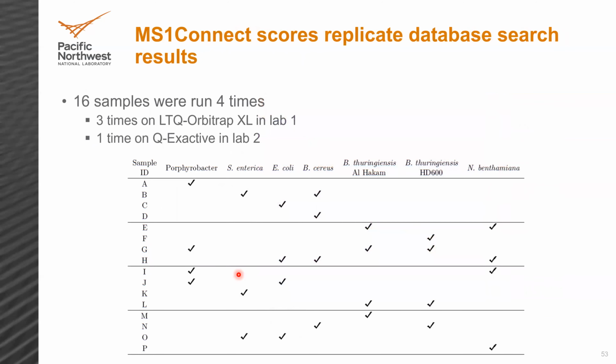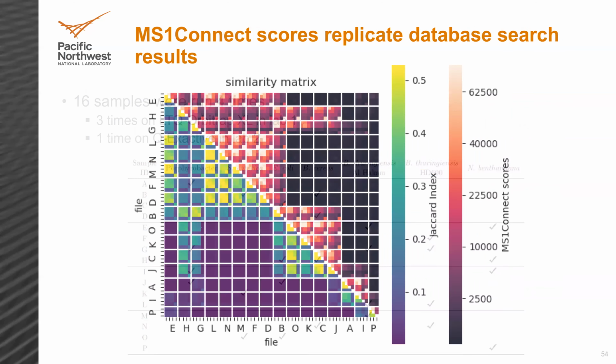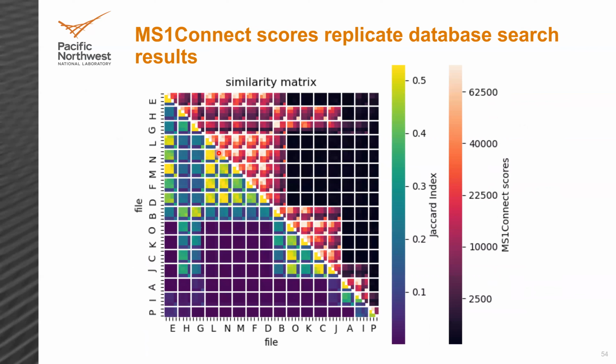Next, we showed that MS1Connect scores replicate database search results. So we have 16 samples labeled A through P, and each of these samples contains 1 to 3 different organisms, which is shown in this table here. Each sample was run 4 times, 3 times in one lab on an LTQ Orbitrap Velos, and a 4th time on a QE in a second laboratory. Same samples, 2 different laboratories. And we can show that we can replicate database search results.